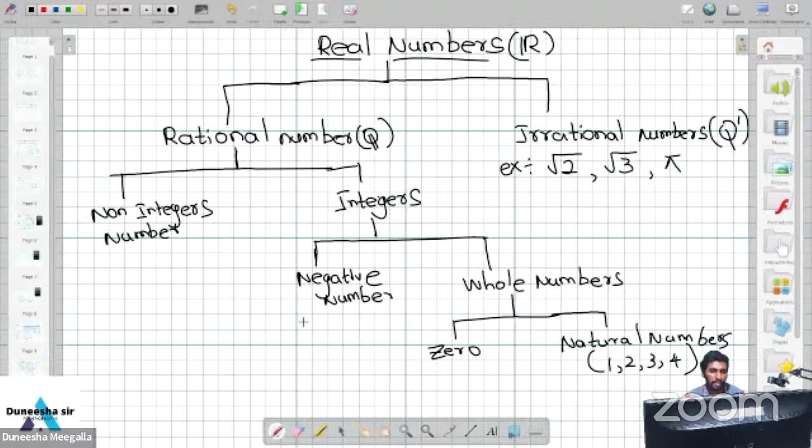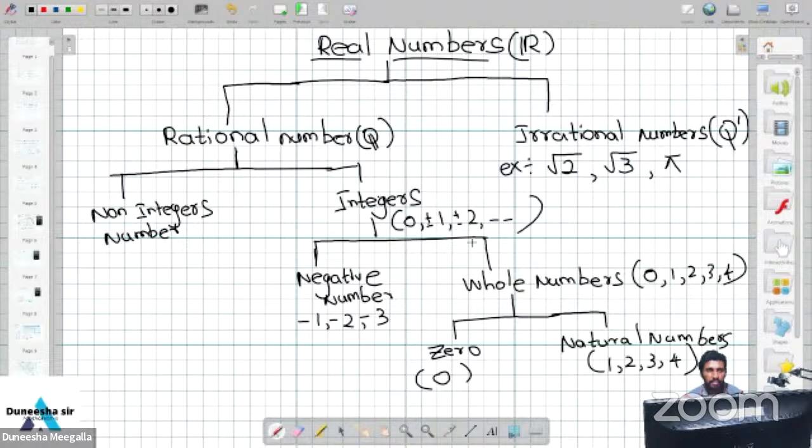You know what are the negative numbers? -1, -2, -3, likewise. 0, you know 0. Then whole numbers including the 1, 2, 3, 4, likewise. Then integers. Integers means 0, plus or minus 1, plus or minus 2, likewise. Okay. Integers.